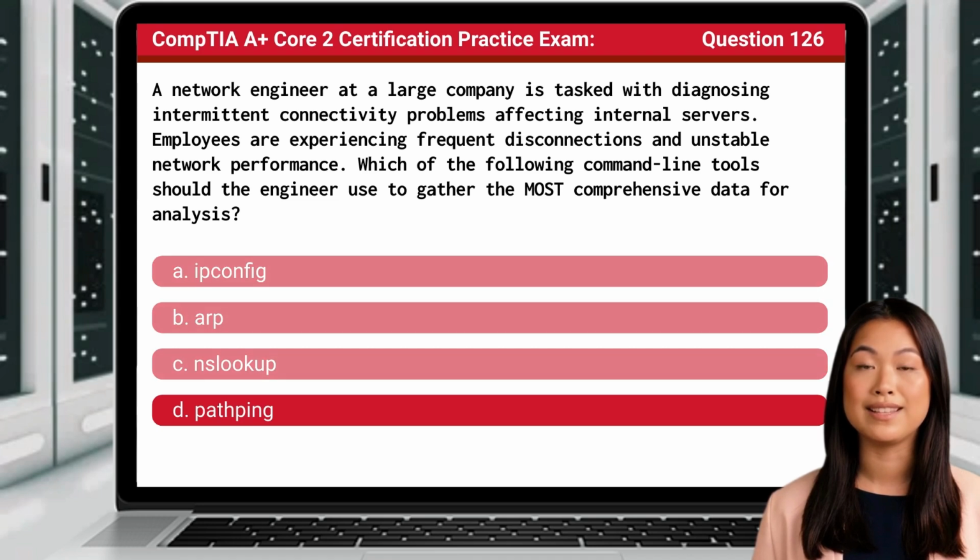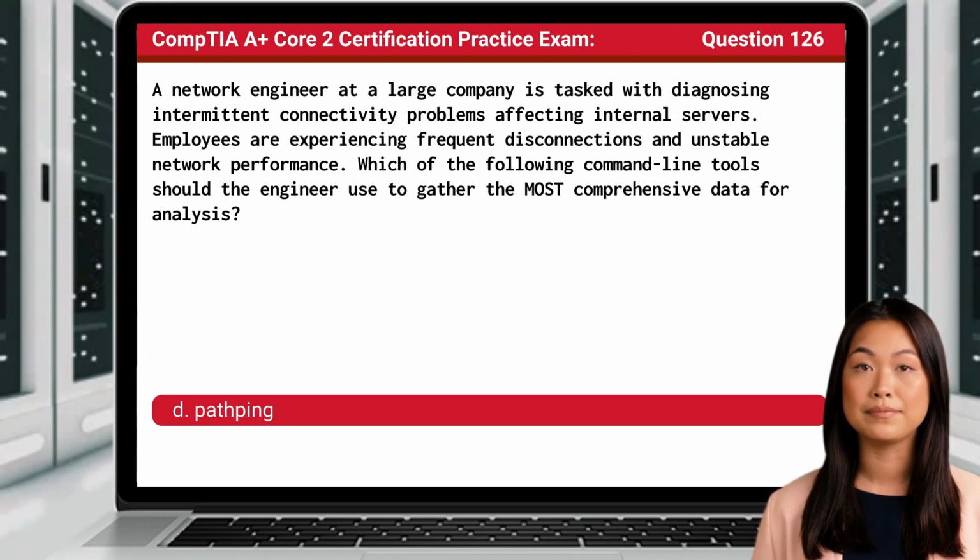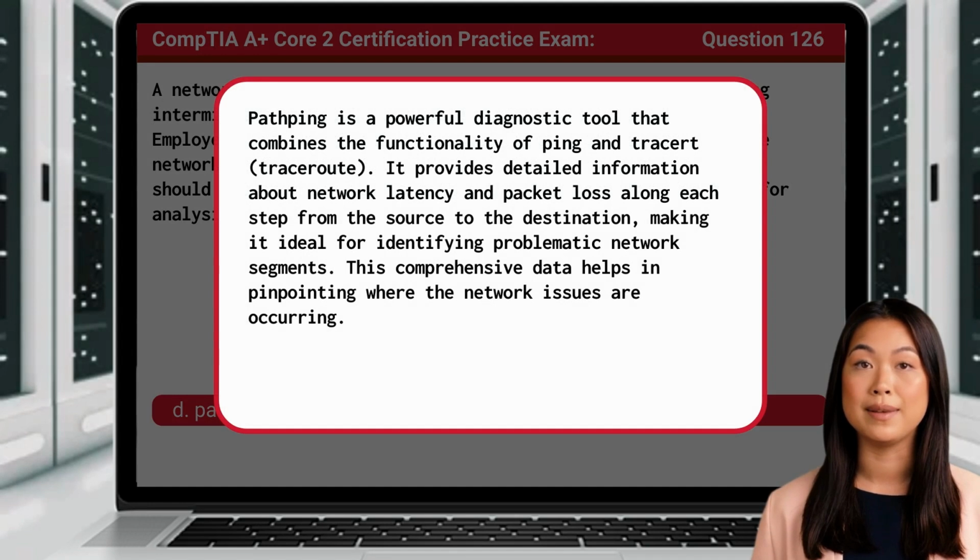The answer is D. Path ping. Path ping is a powerful diagnostic tool that combines the functionality of ping and traceroute. It provides detailed information about network latency and packet loss along each step from the source to the destination, making it ideal for identifying problematic network segments. This comprehensive data helps in pinpointing where the network issues are occurring.